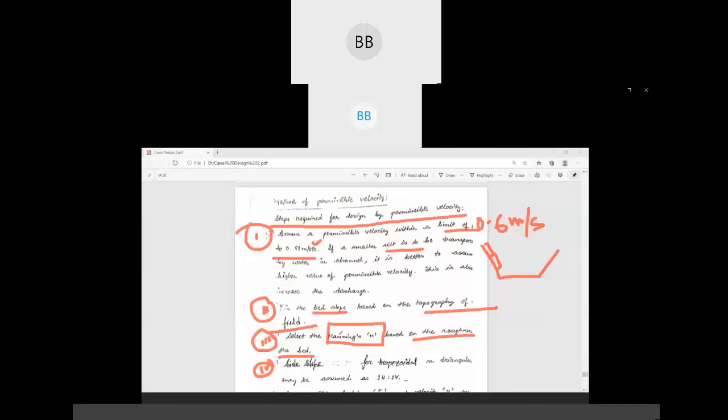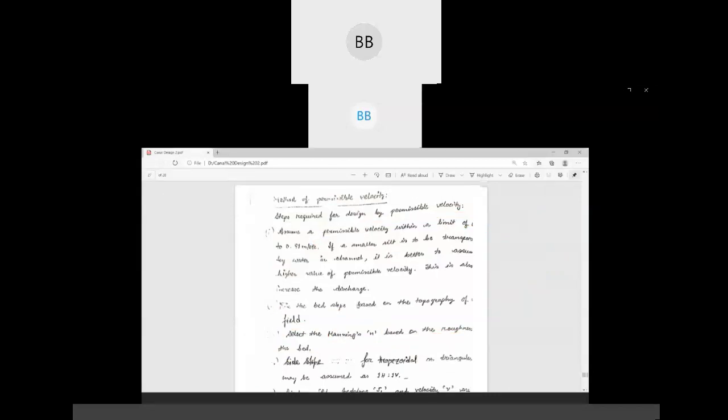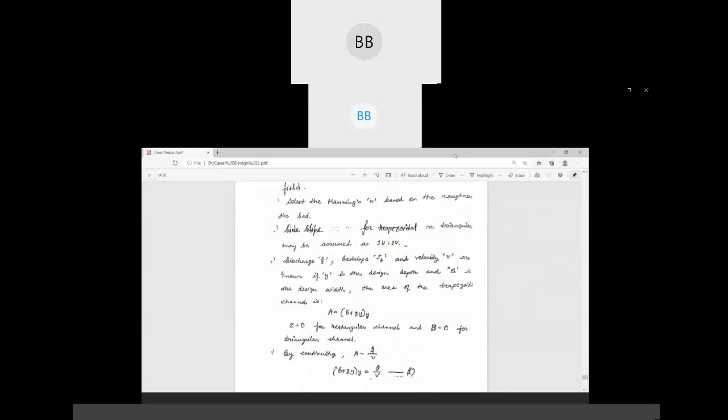So that is why it is written here: select the Manning's n based on the roughness of the bed. There are various experiments already performed, and you have tables related to Manning's n for different materials. For different materials you have different Manning's n. This is already done by various people and is easily available.